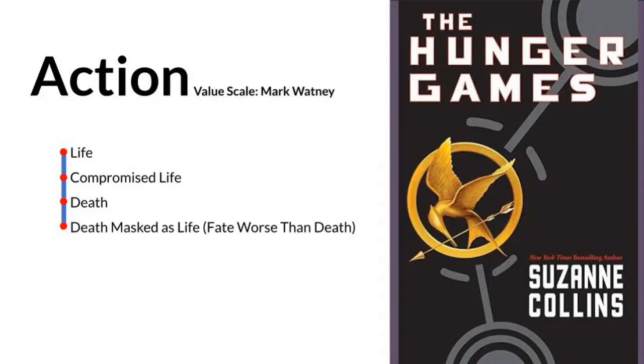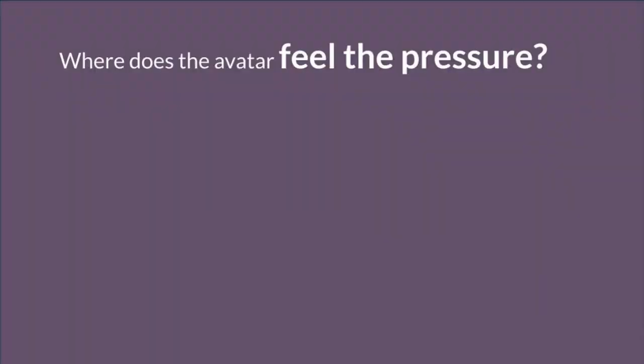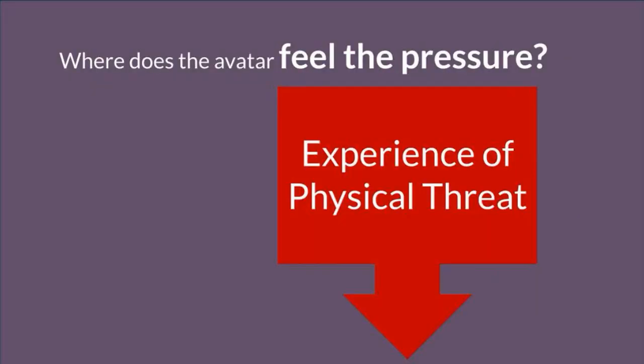Different hero, different source of physical threat, same scale. Watney's threat was from nature. Katniss's threat is entirely human-made. Both stories I love, me and millions of other people. Where does the avatar feel the pressure? If it's in their experience of physical threat to the degree that it will demand internal change, action is one of your story dynamics.